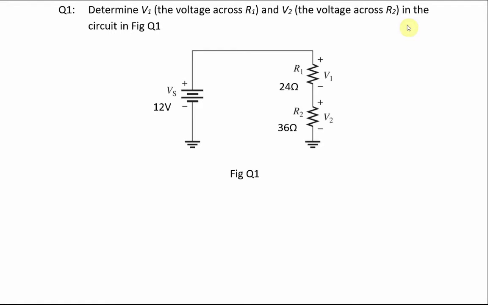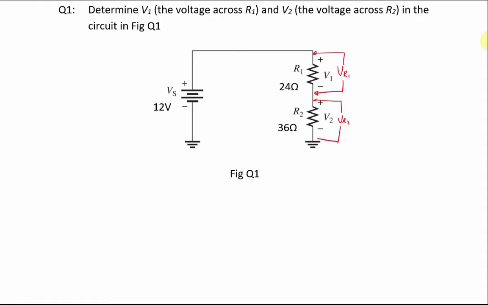Okay, this is the solution for question 1. Here you are shown a figure of a series resistor circuit with a 12 volt supply and two resistors R1 and R2 at 24 and 36 ohms. You're asked to determine V1, the voltage across R1, so that would be this, VR1, as indicated here, and also the voltage across VR2.